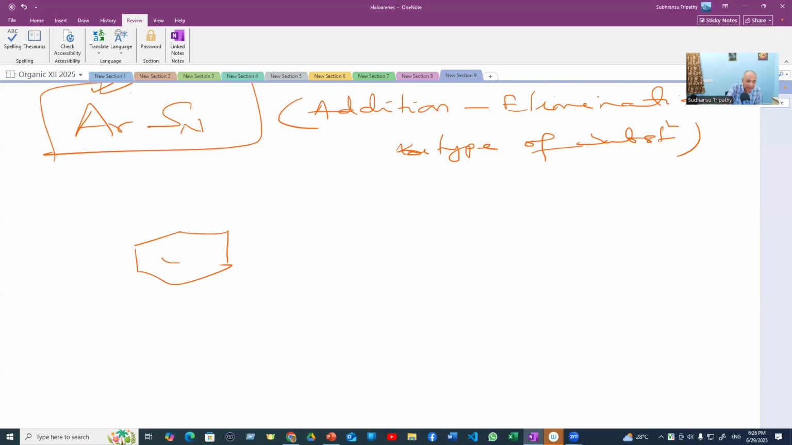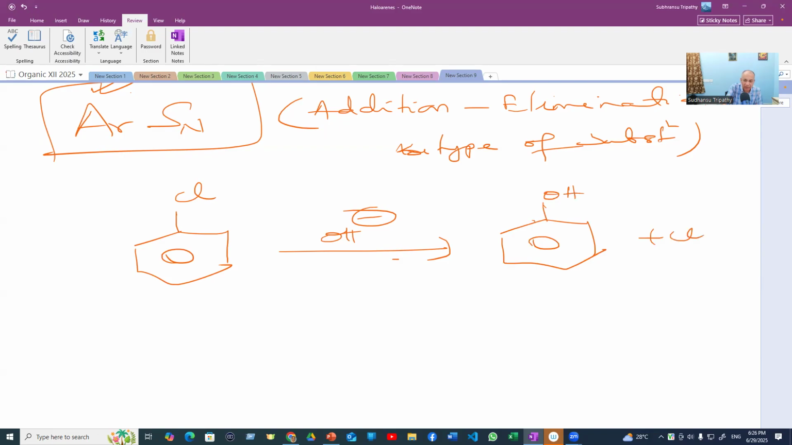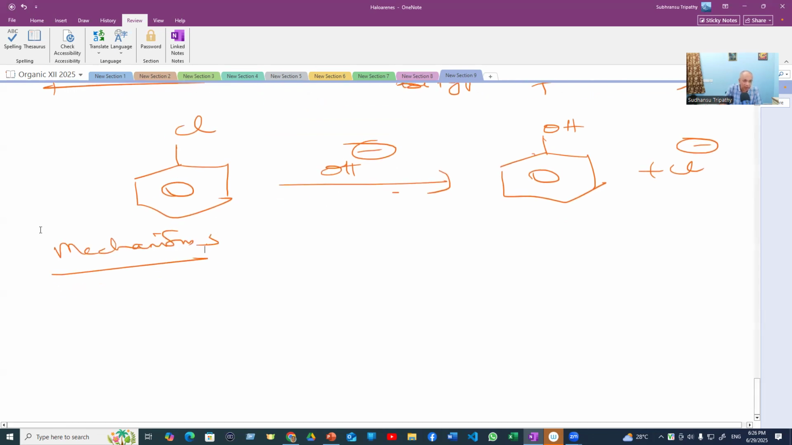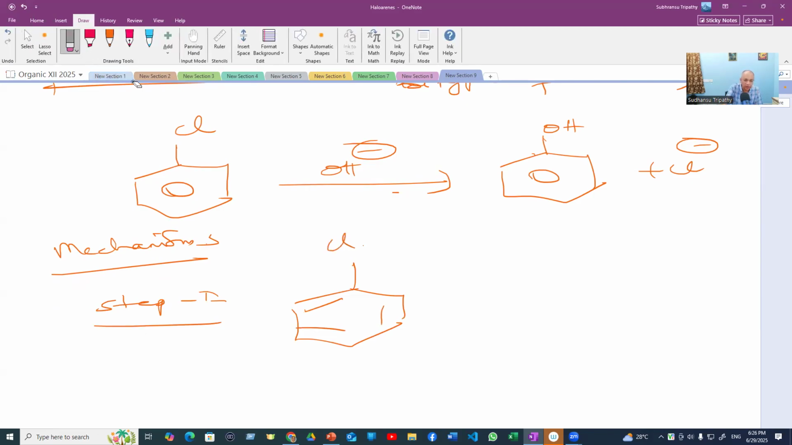Supposing you are carrying out a reaction with OH minus. So this will replace this. It's not like SN1 or SN2. It is completely different. And you will be getting OH and Cl minus. Now, the mechanism steps are totally different. Step 1, the benzene ring. I'm putting the double bonds in the reverse manner so that I will go clockwise.